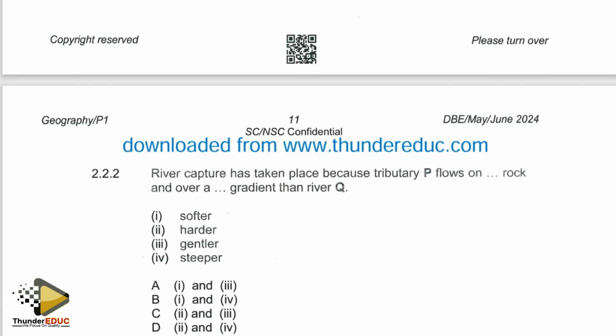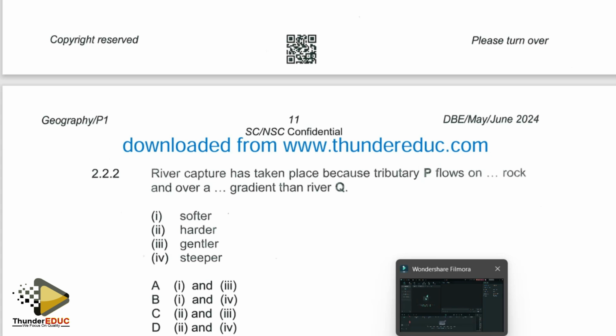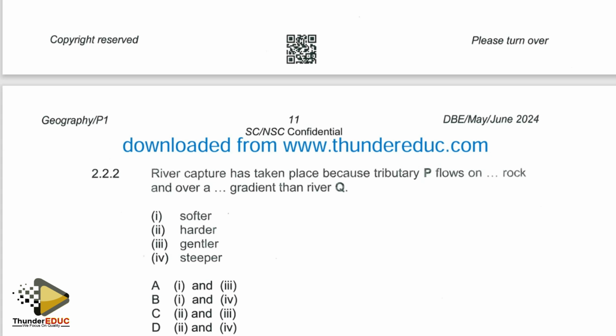Then number 2.2.2, a river capture has taken place because tributary P flows on dash rock and over a dash gradient. Right, for river capture to take place, we need conditions where one river is more energetic than the other river. The energetic river advances through headward erosion towards the less energetic river across the watershed. It cuts through the watershed and intercepts the headward waters of the less energetic river on the other watershed, on the other drainage basin.